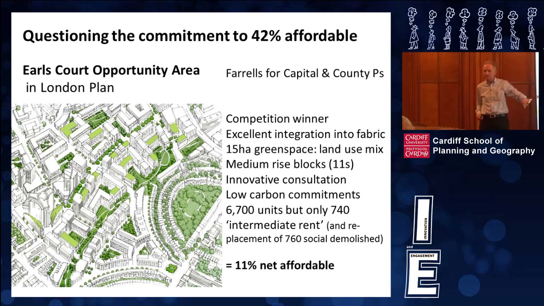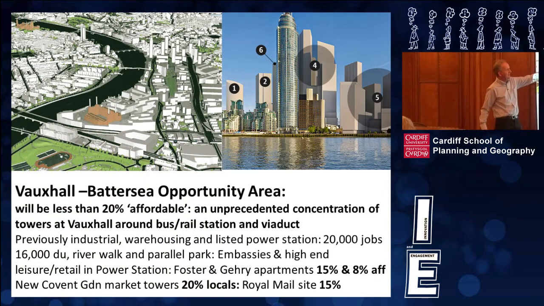So when we look at the major development sites, Earl's Court, for example, 11% affordable. They're demolishing a large number of social units, but they are rebuilding those, but they're only building 740 intermediate rent in Earl's Court. So it's a lovely development, Terry Farrell and co, but it's a very socially exclusive one. Vauxhall Battersea, this is where the towers are really impacting dramatically. This is Battersea Power Station, which is largely Malaysian in terms of its marketing. And overall, there's less than 20% affordable in this area. The US Embassy is here, so obviously the apartments around that are likely to be very high end.